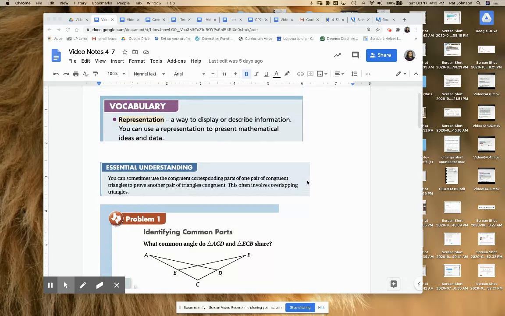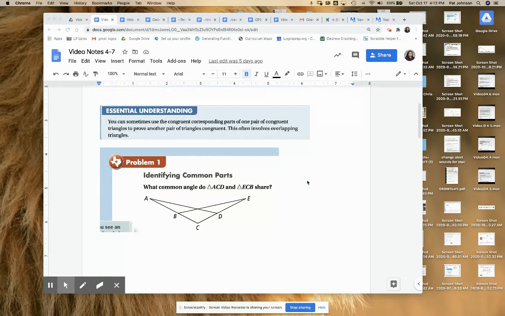It's just representation. It's just a way to display or describe information, and we can use representation to present mathematical ideas and data. And in this lesson, we're going to use congruent corresponding parts of one pair of congruent triangles to prove another pair of triangles are congruent. And this involves overlapping of triangles.